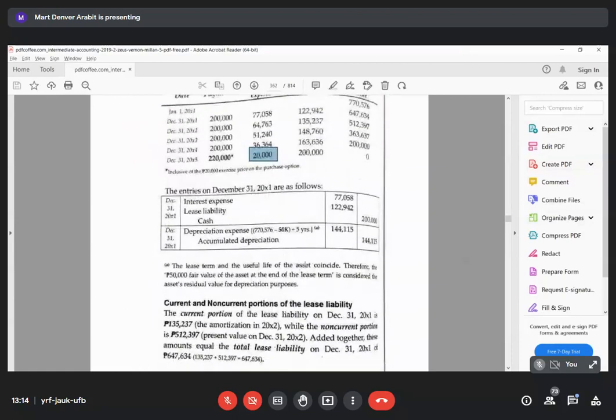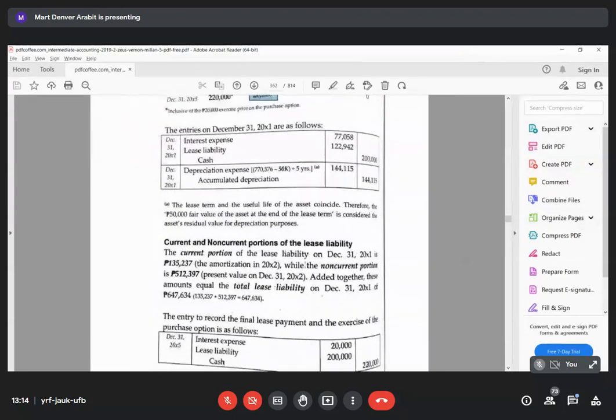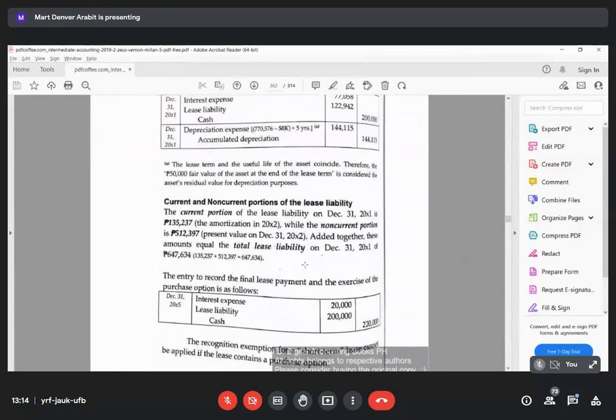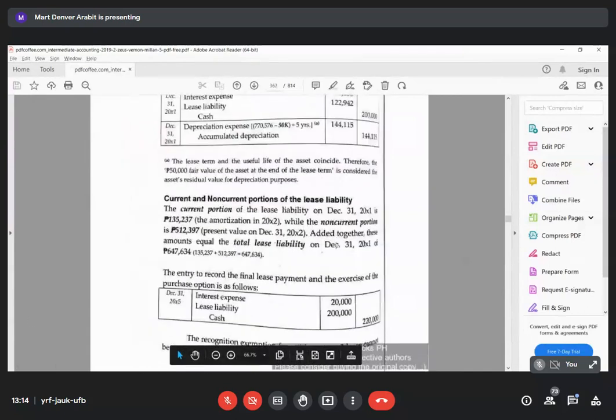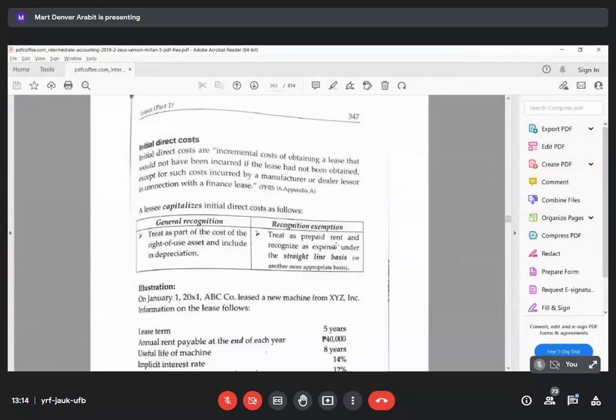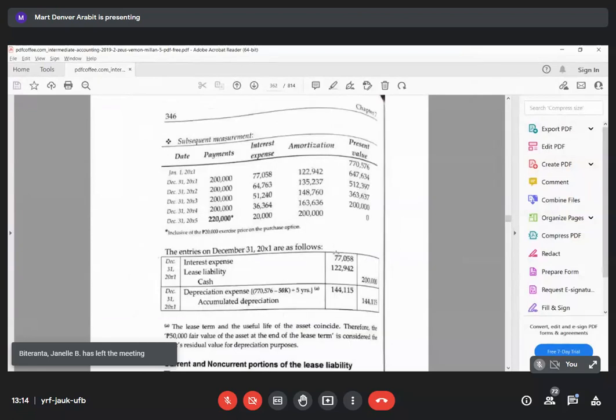Parang puto. Okay? So, wala lang talaga ako sa notes. Okay? So, ganun lang siya.